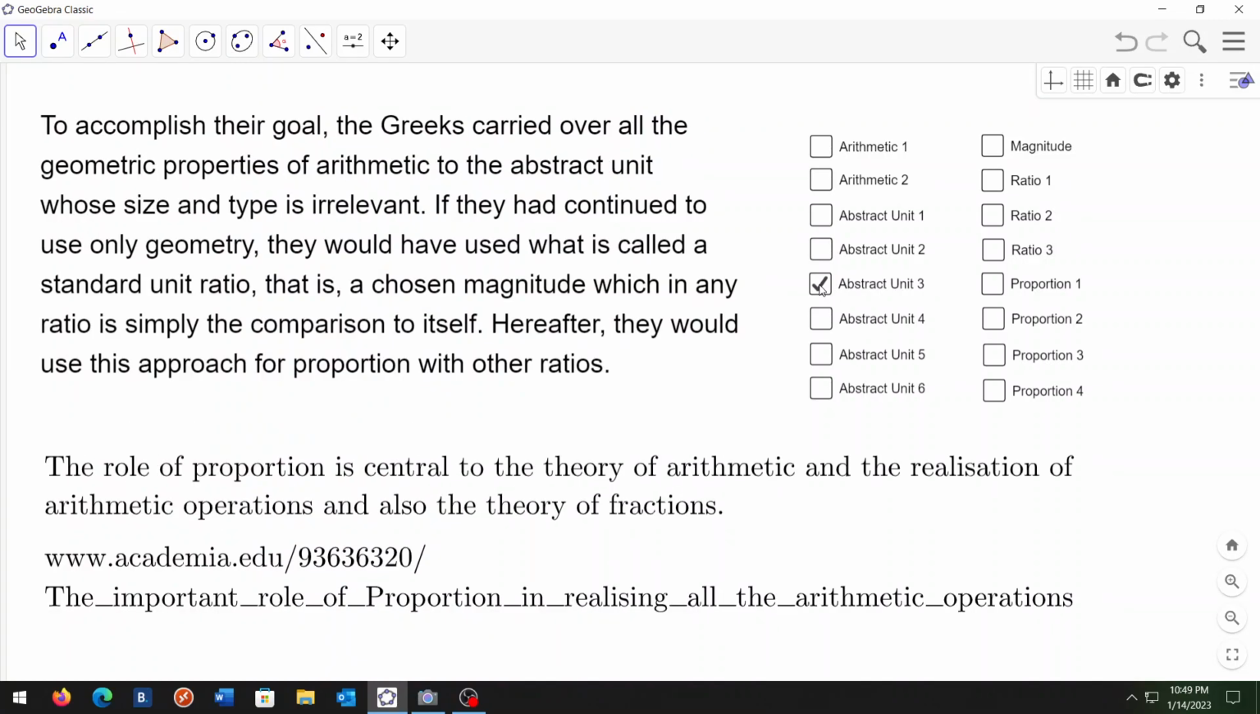To accomplish their goal, the Greeks carried over all the geometric properties of arithmetic to the abstract unit, whose size and type is irrelevant. If they had continued to use only geometry, they would have used what is called a standard unit ratio. That is, a chosen magnitude which in any ratio is simply the comparison to itself. Hereafter, they would use this approach for proportion with other ratios. The role of proportion is central to the theory of arithmetic and the realization of arithmetic operations, and also the theory of fractions. And if you want to learn more, check out the article below.